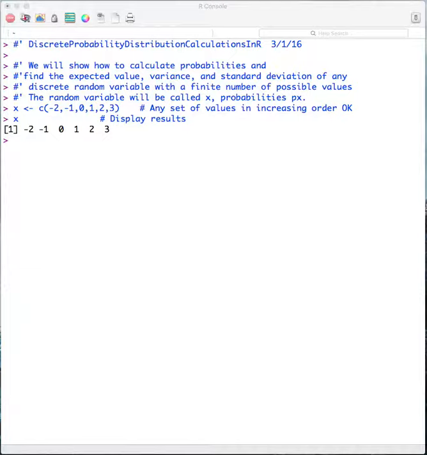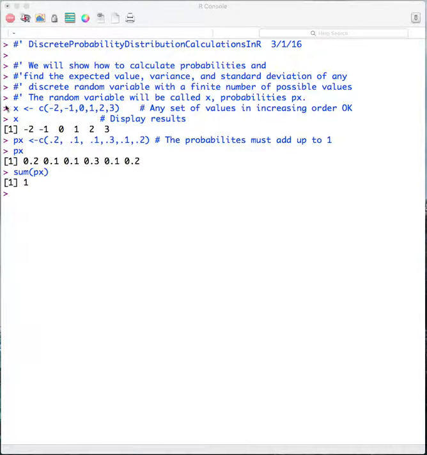Notice in this case we have 6 values going from -2 to 3. Any values would have been okay. It's easier if they're increasing. And now we're going to define the probabilities. And this is actually really important. The probabilities have to be non-negative, and they have to add up to 1.